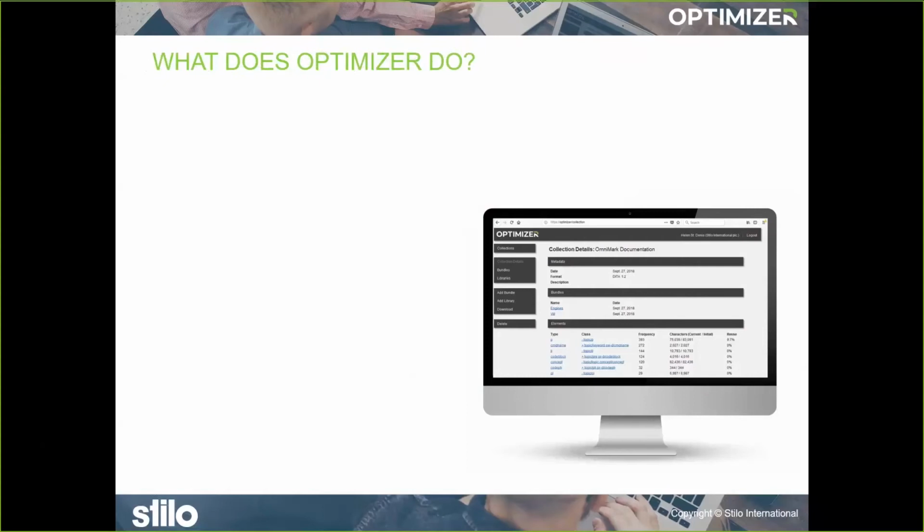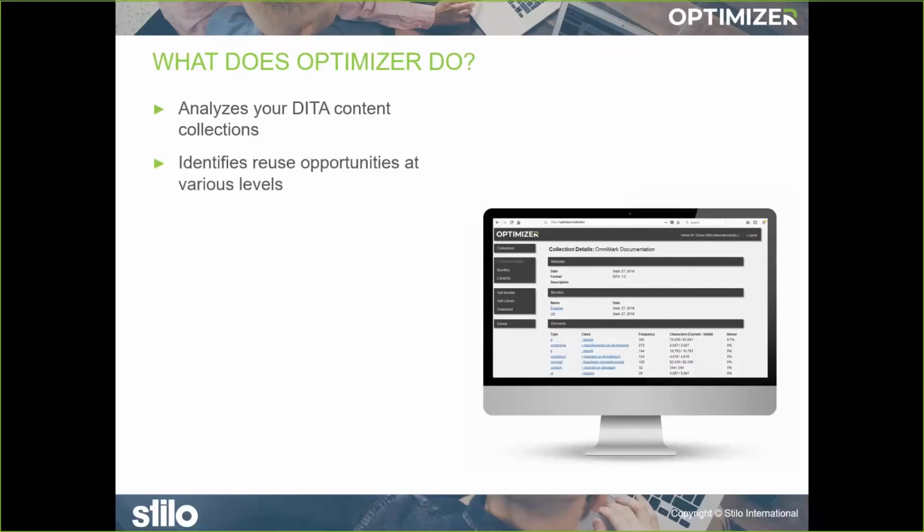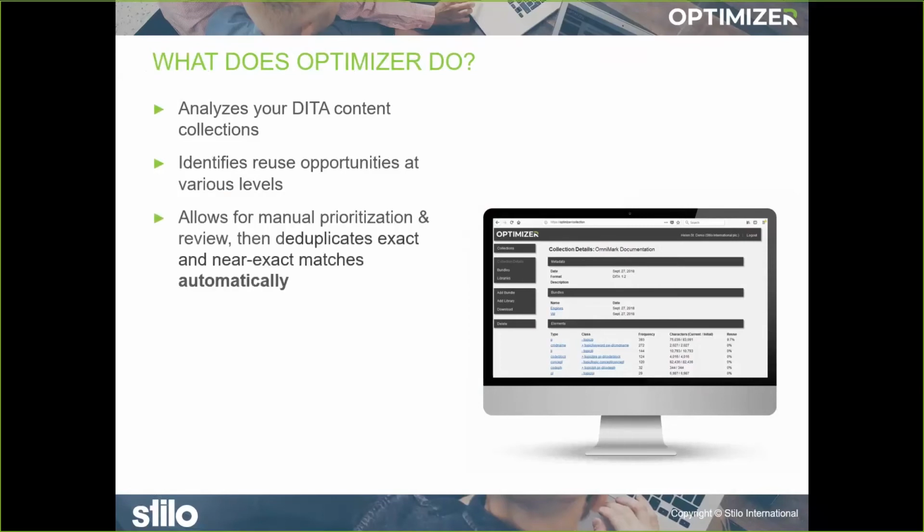And now let's discuss what OptimizeR does. OptimizeR analyzes your DITA content collections. It identifies topic and element level reuse opportunities. And following joint review and feedback, OptimizeR deduplicates exact and near exact matches, and it does this automatically. It also updates conref libraries and ditamaps automatically. And finally, OptimizeR generates a detailed report on your deduping efforts.